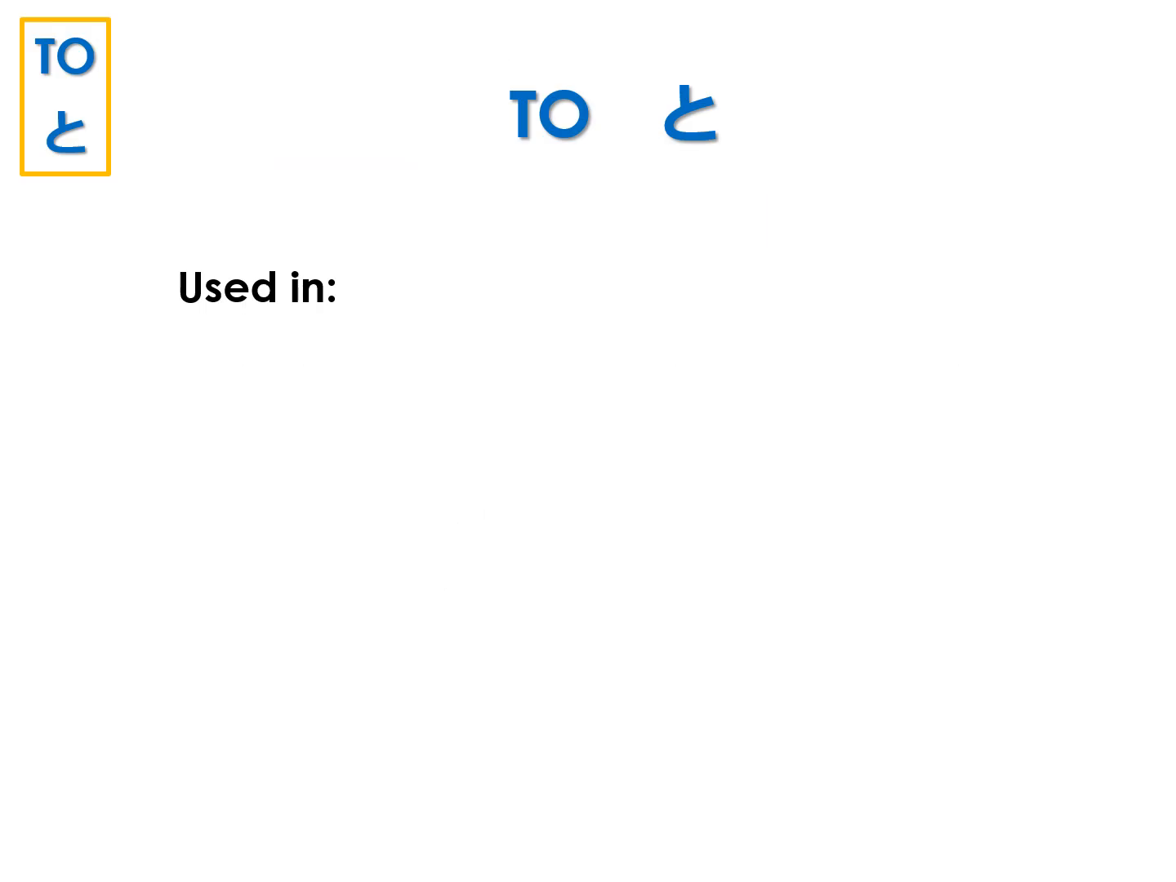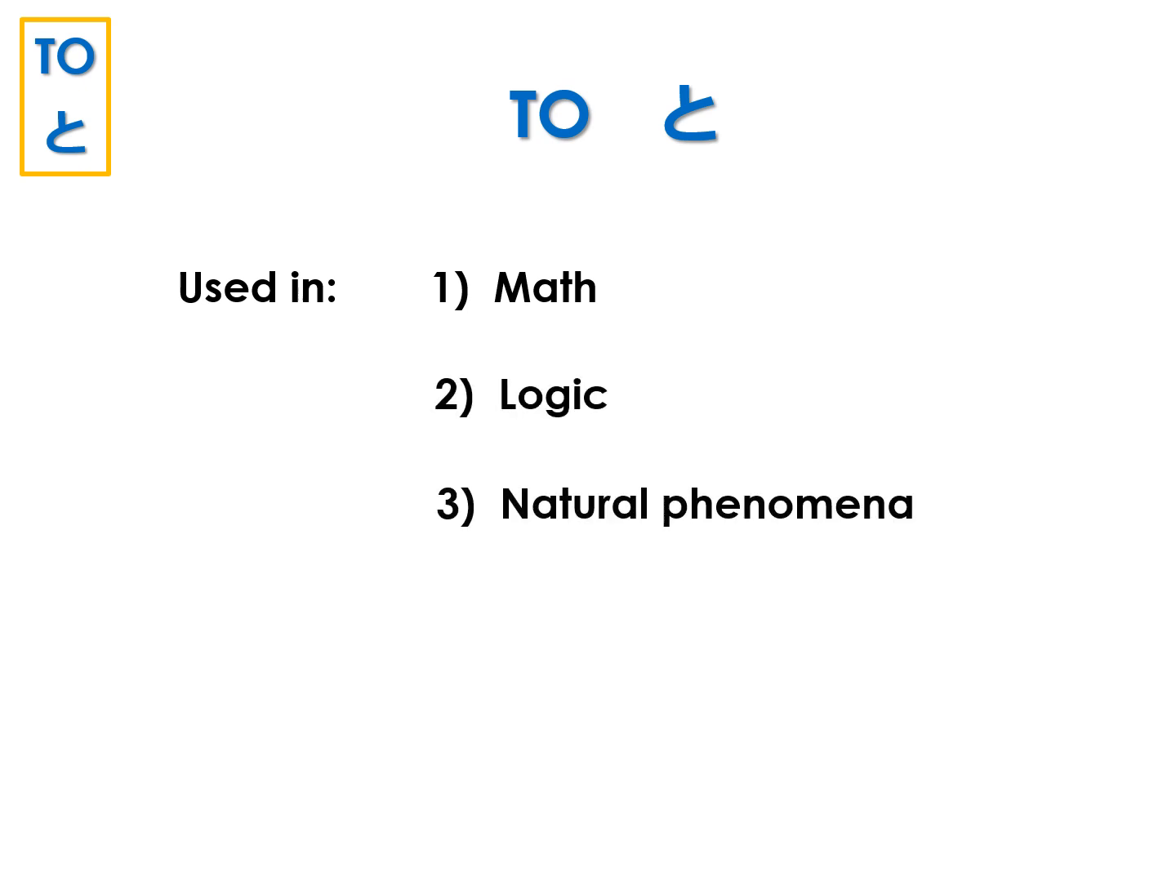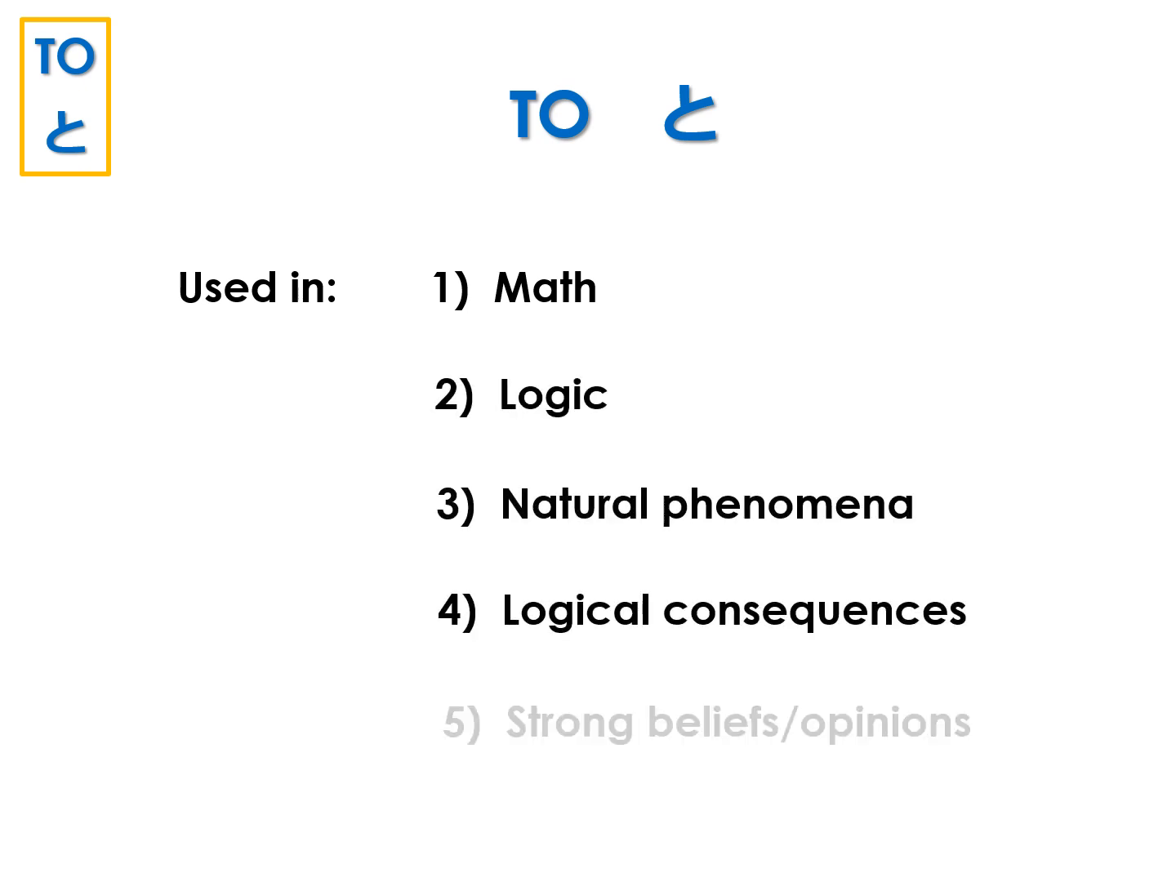The to conditional conjugation is used to form main clauses that deal with math, logic, natural phenomena, logical consequences, and also very strong beliefs and opinions which the speaker almost believes to be gospel. And of the 4 conditional conjugations, to is the most restrictive and cannot be used to make other kinds of sentences other than what's enumerated on this list. It can't be used to make volitions, requests, commands, or suggestions, and similar sentences.